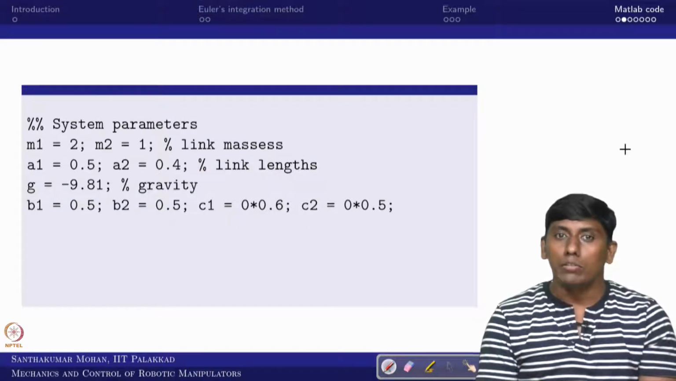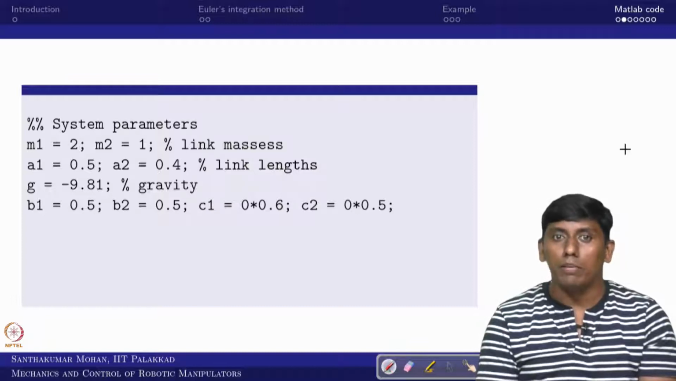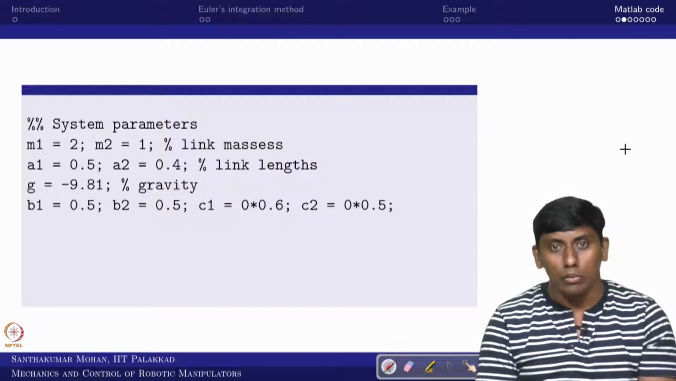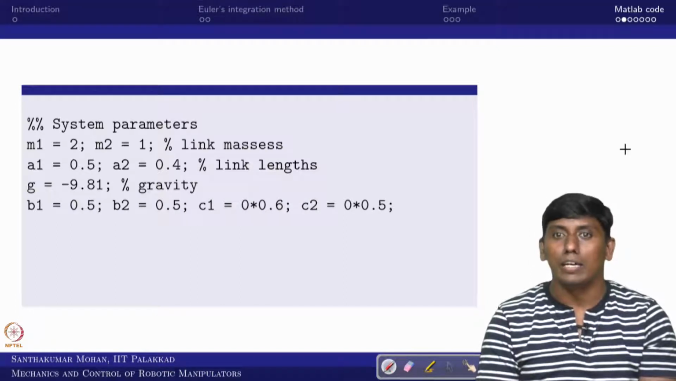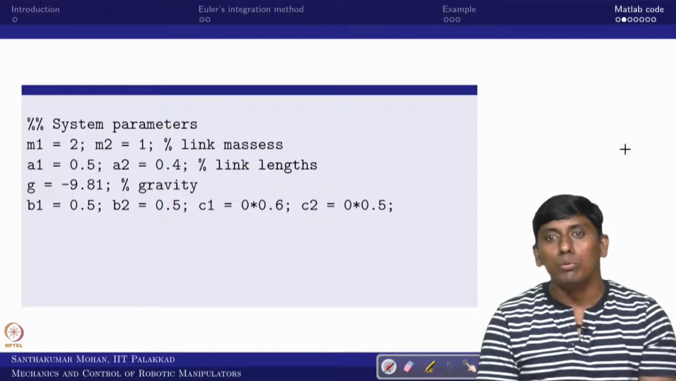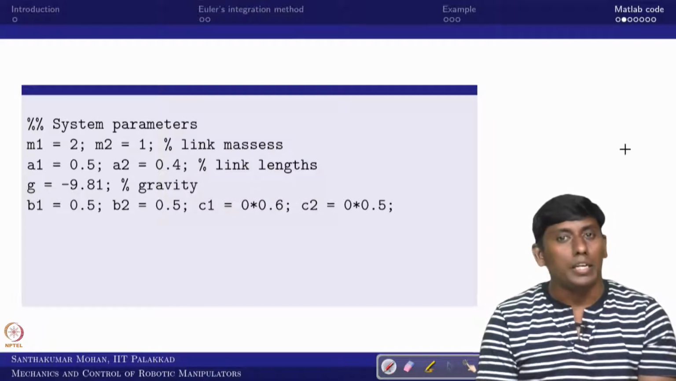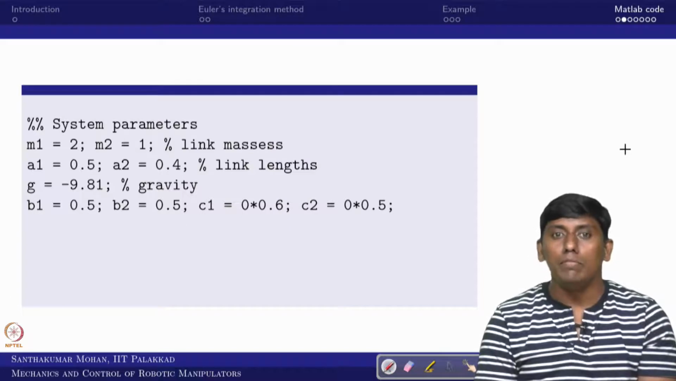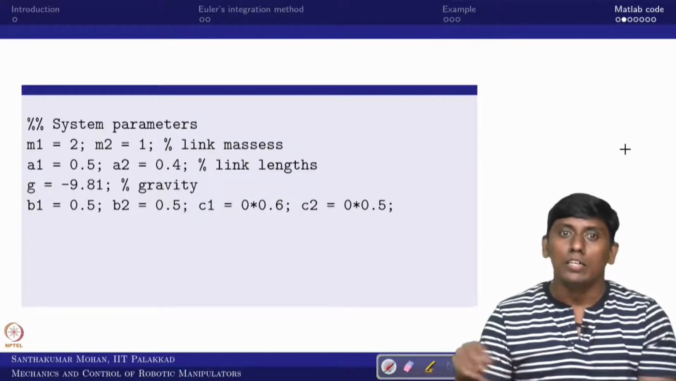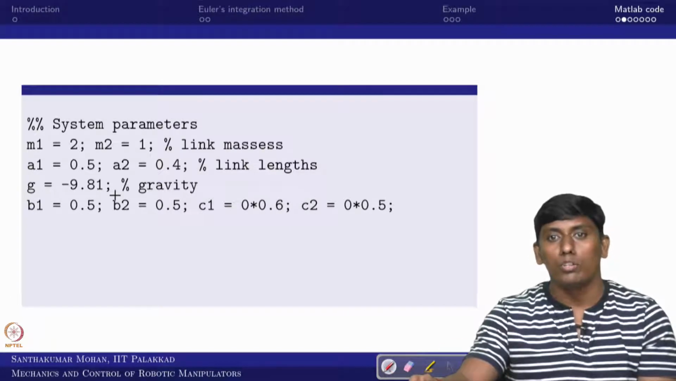Further, we are actually taking in the non-rigid body effect. So in that sense, the frictional coefficients, the viscous friction and the Coulomb friction, we are actually considering. So the c1 and c2 I assume to be 0. It can be considered any Coulomb friction factors, but usually we assume that it's a viscous friction. So that's why b1 and b2 are non-zero values.